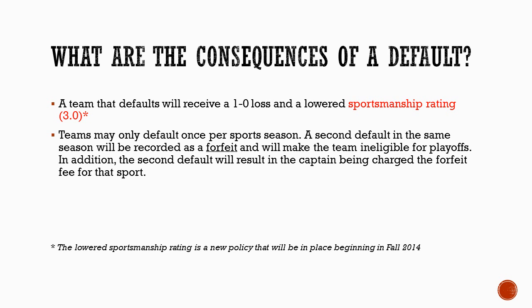The consequences of a default include a 1-0 loss and a lowered sportsmanship rating to a 3.0. This is a change for the fall 2014 semester. Teams may only default once per sports season. A second default in the same season will be recorded as a forfeit and will make the team ineligible for playoffs, in addition to a forfeit fee.